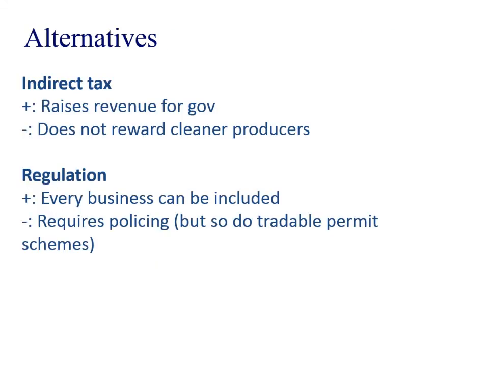So alternatives, of course, you can always have indirect tax, so this raises revenue for the government, but unfortunately it doesn't reward cleaner producers. Another alternative that I haven't written on this page, you could have subsidies for investment in cleaner technology, but of course that would be the government's money, so it would be expensive for the government, whereas this keeps all the money flowing within the system. So dirtier producers are funding the cleaner producers and their investment in the technology.